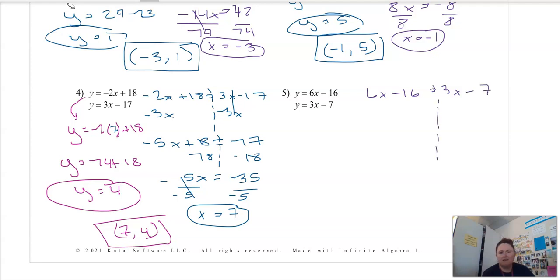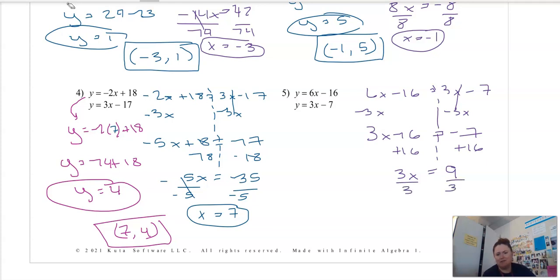Dot, dot, dot down the middle. Subtract 3x on both sides. Those don't cancel. These cancel. That's 3x minus 16 equals negative 7. Add 16 to both sides. X equals 11. No. 3x equals 9. Negative 7 plus 16 is 9. Divide both sides by 3. X equals 3. Now I'm going to plug 3 in for x in one of the other equations.